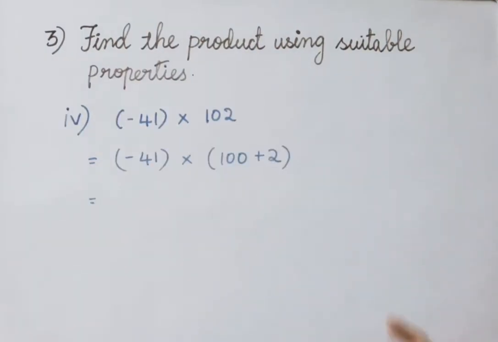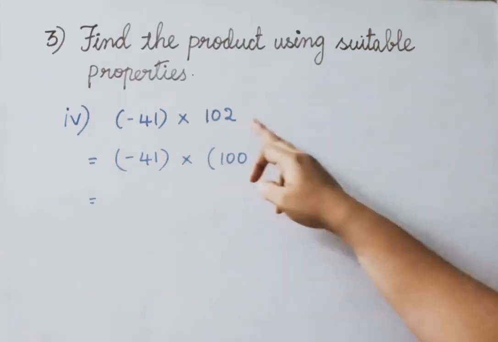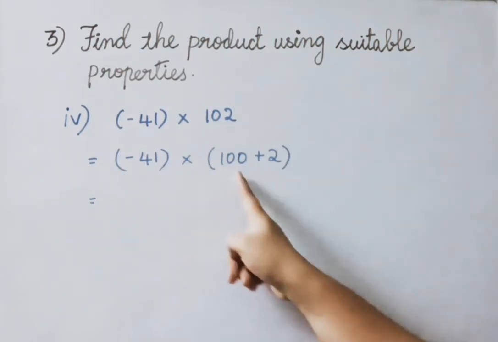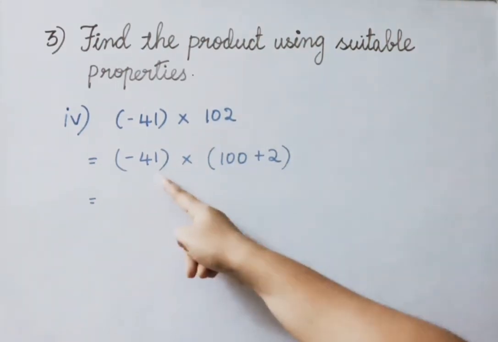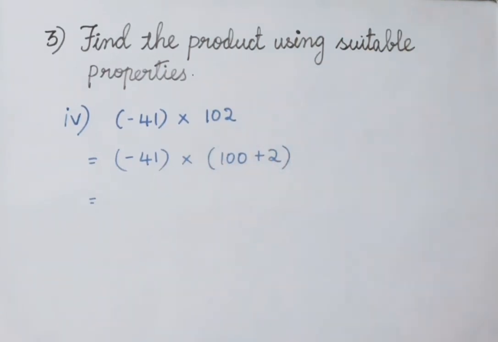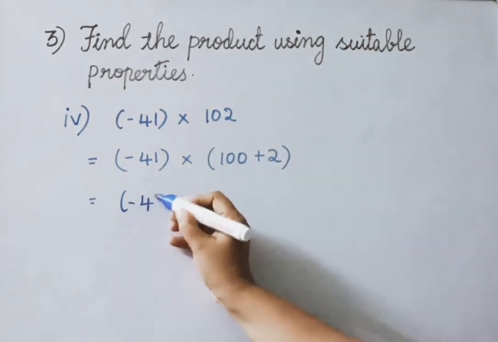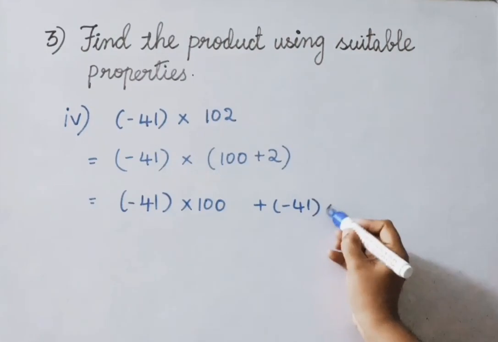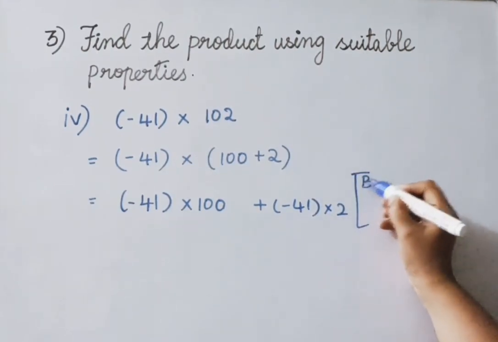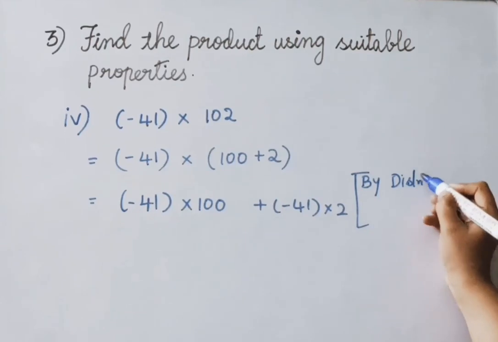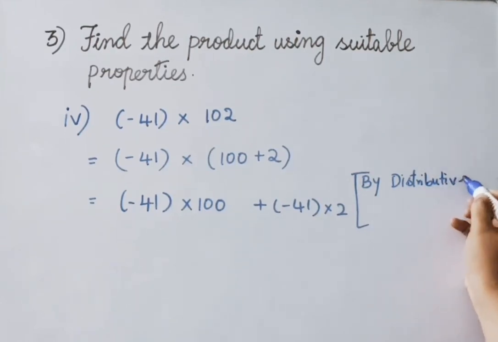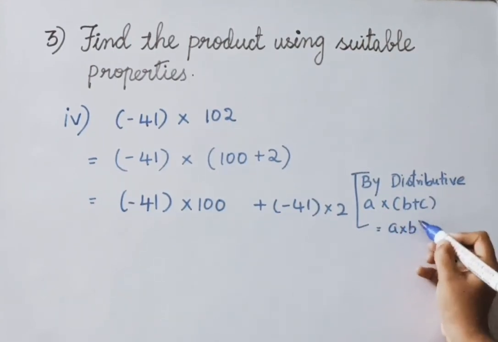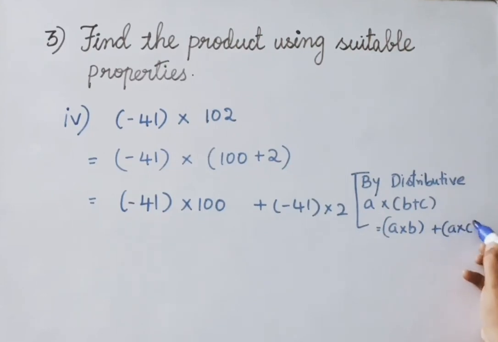See fourth sum now. Minus 41 into 102. 102 can be written as 100 plus 2. Now it is looking like distributive property, A into B plus C. This can be written as A into B plus A into C. So let us write down minus 41 into 100 plus minus 41 into 2. So mention here distributive property. By distributive, A into B plus C equals A into B plus A into C.